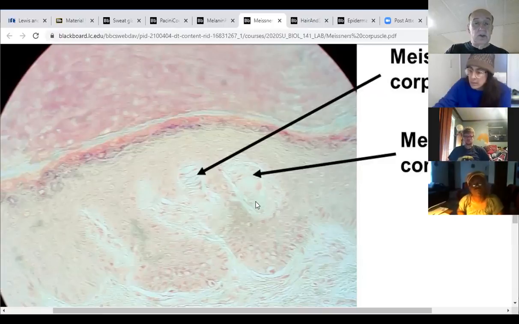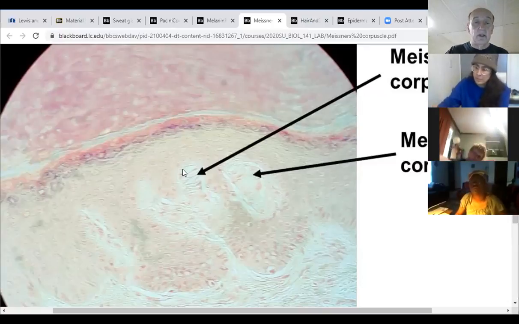Meissner corpuscles don't like to stain into any kind of color, so they just remain this barrel-shaped set of squiggly lines. So these are the Meissner corpuscles as they show up under the microscope. Again, the location is dermal papilla or papillary region of the dermis.